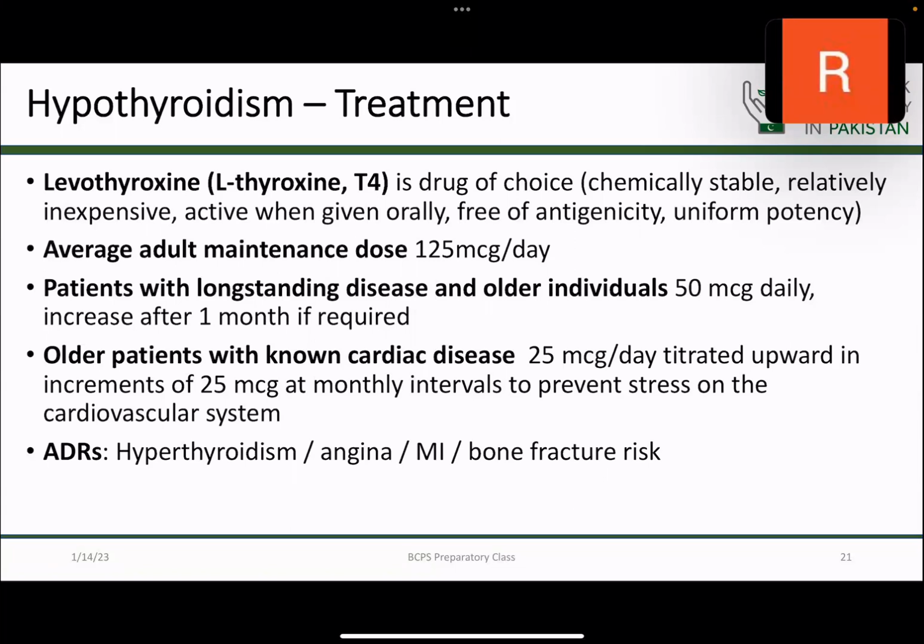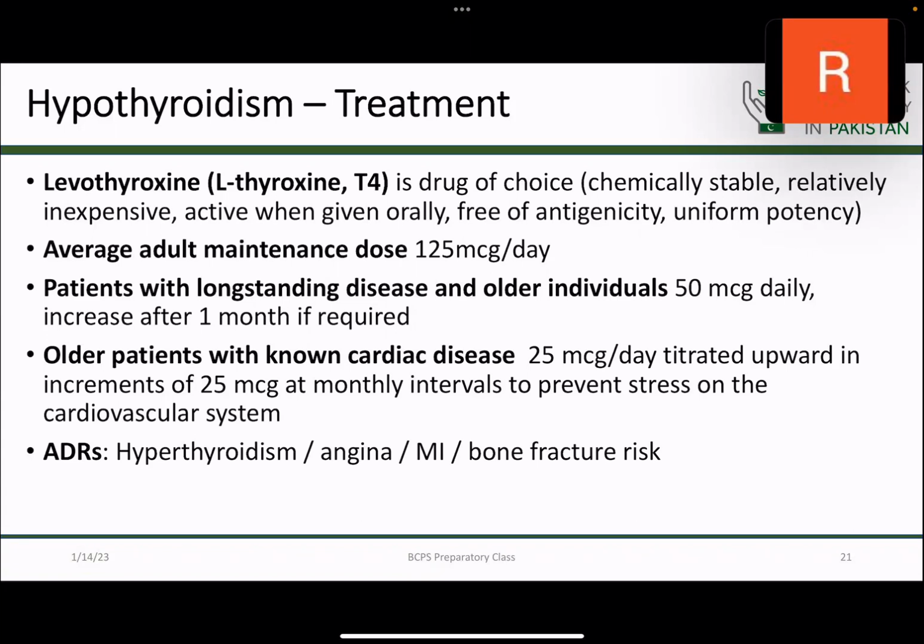But keep in mind, this is very important, that for patients who have long-standing disease and patients who are old, you should reduce the dose. For them, the average adult maintenance dose is 50 microgram daily. You have to wait at least 1 month to see if the dose is giving the effects or not, because whether you are treating hyperthyroidism or hypothyroidism, it takes some time. So wait at least 1 month, and if required, you can increase the dose.